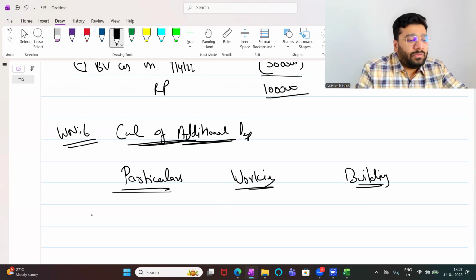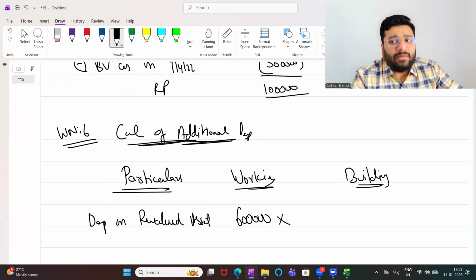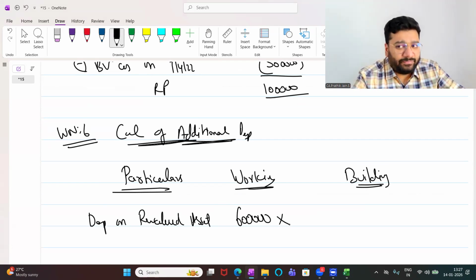Now, depreciation on revalued asset. How much is the revalued figure? 6 lakhs. Amount of depreciation is equal to original value minus fair value by estimated life of asset into 100. Rate of depreciation is equal to amount of depreciation by original cost into 100. Do and tell me the answer.